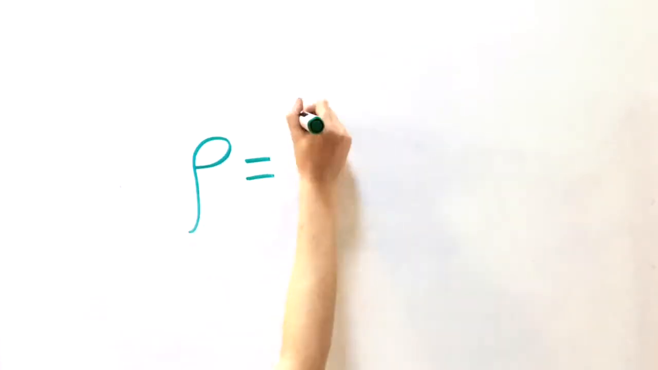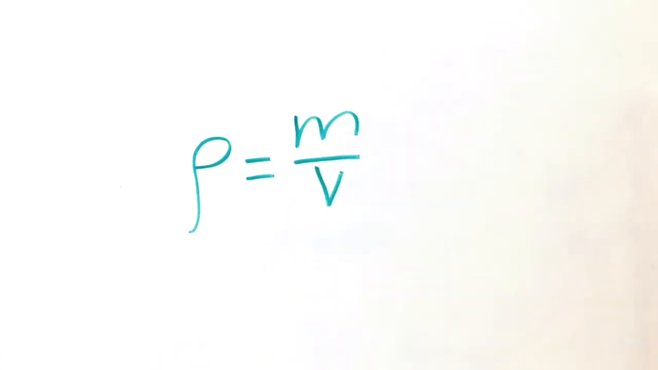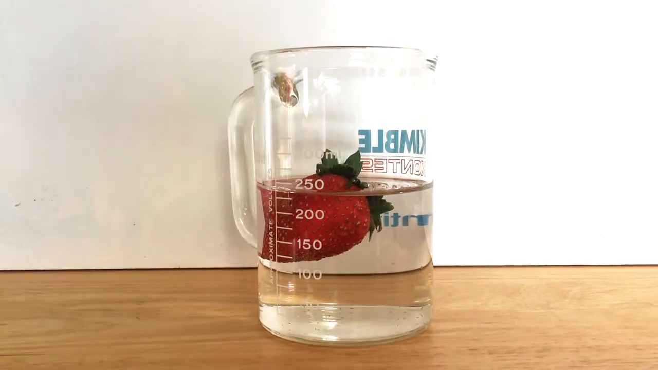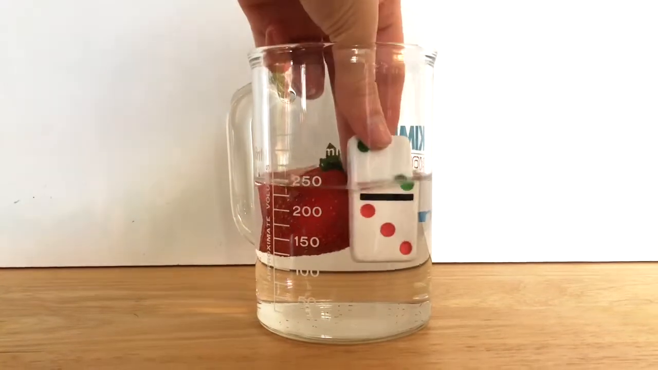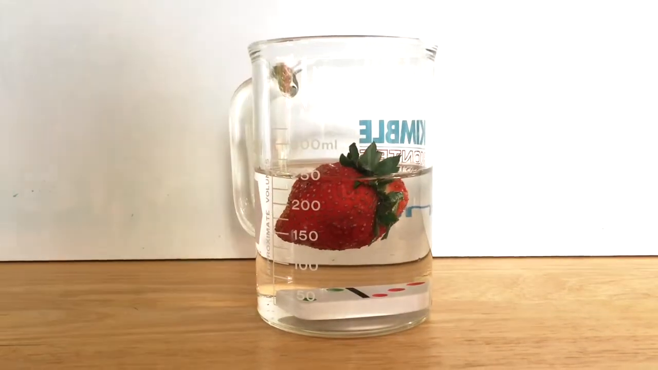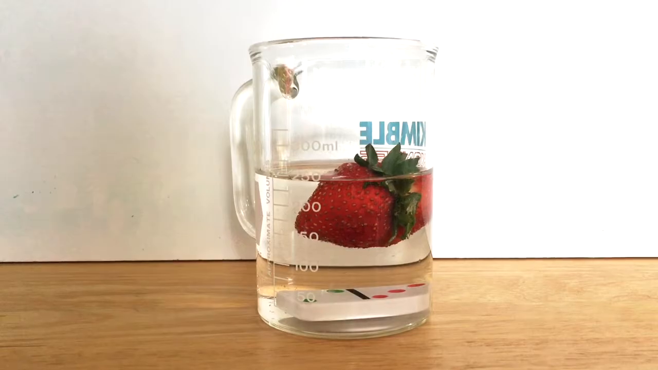Before we go into buoyancy, however, let's take a quick look at density to make sure we understand some of the underlying principles of the interactions of solids and liquids. As we see here, this strawberry floats in water, while a domino dropped into water sinks. But why precisely is this? The explanation lies in density.